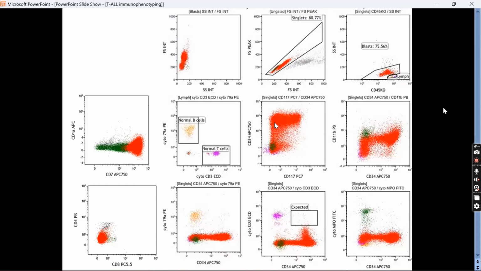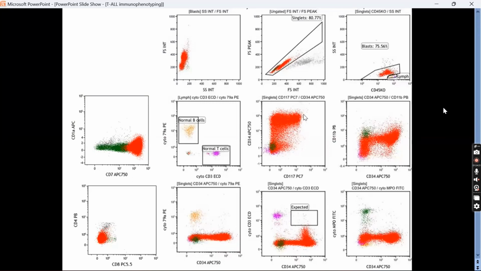CD34 is right. See, the blast is traversing from here to there. Red is the complete blast. I have isolated only the blast. So CD34 is variable, but the predominant blast is CD34 bright. And CD117, if you see, it is again dim to negative. See, this population of blast is showing CD117 positive.